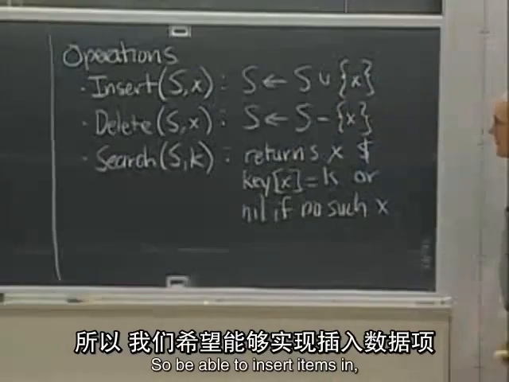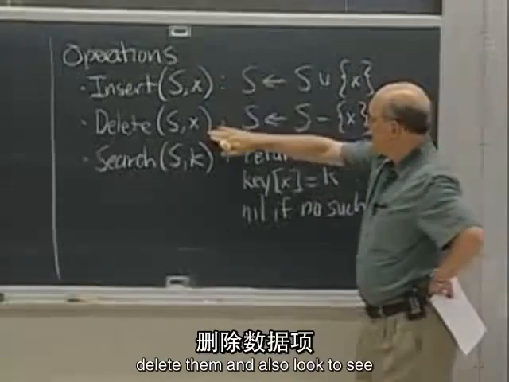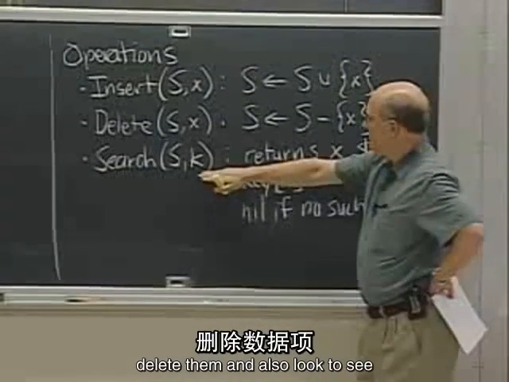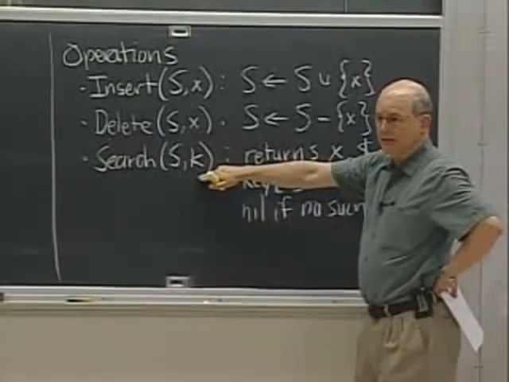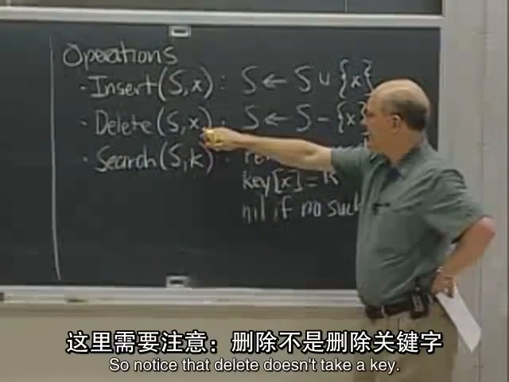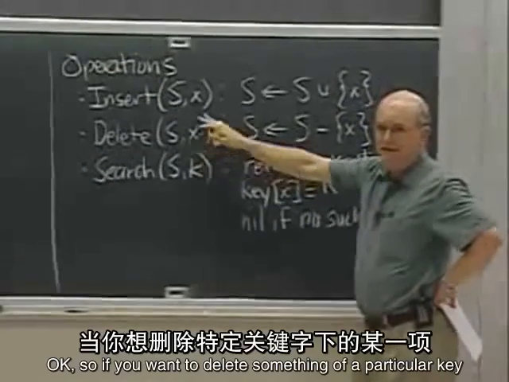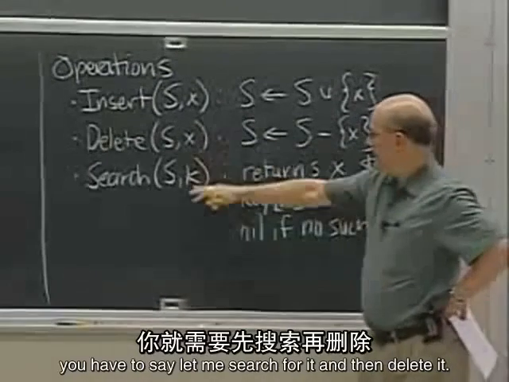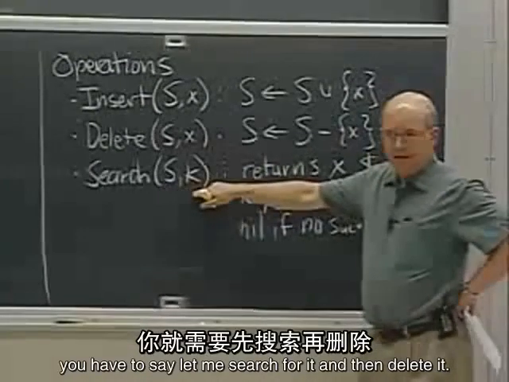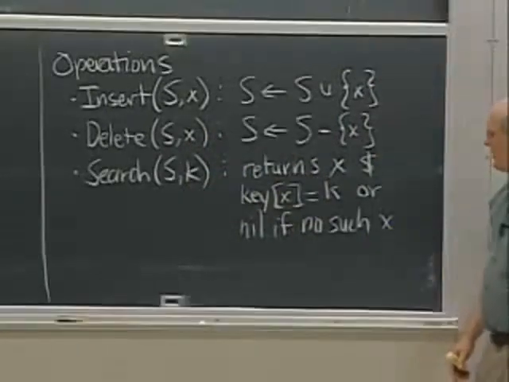Okay? So be able to insert items in, delete them, and also look to see if there's an item that has a particular key. So notice that delete doesn't take a key, delete takes a record. So if you want to delete something of a particular key and you don't happen to have a pointer to it, you have to say, let me search for it and then delete it.